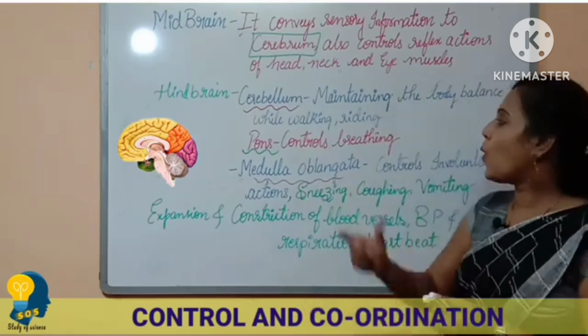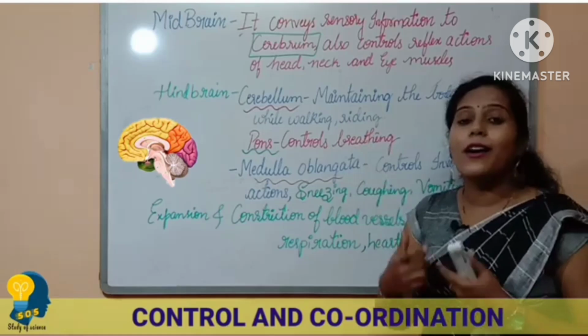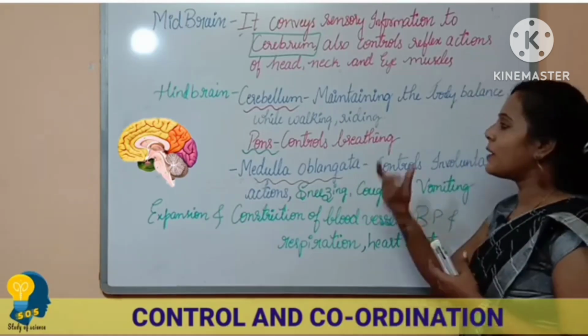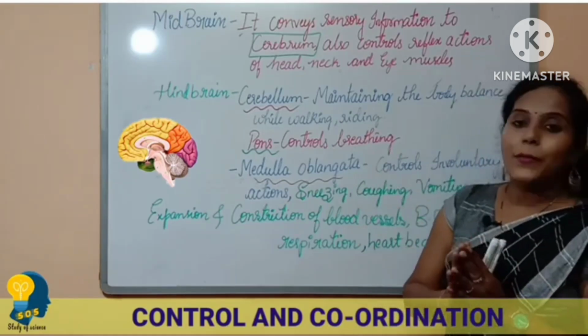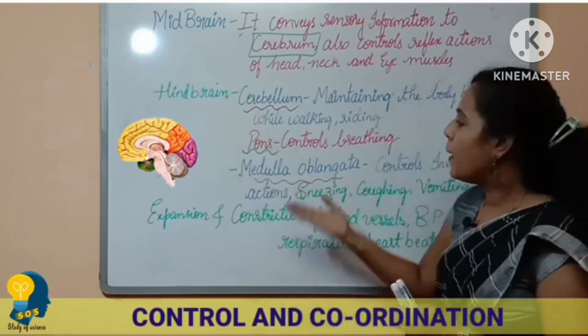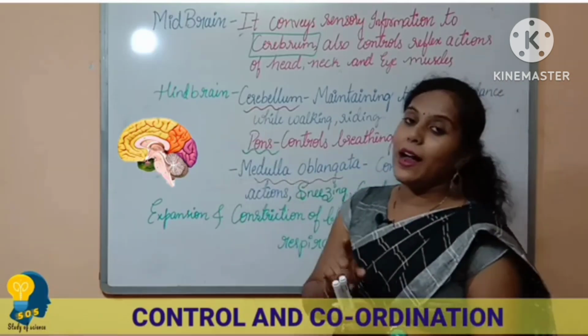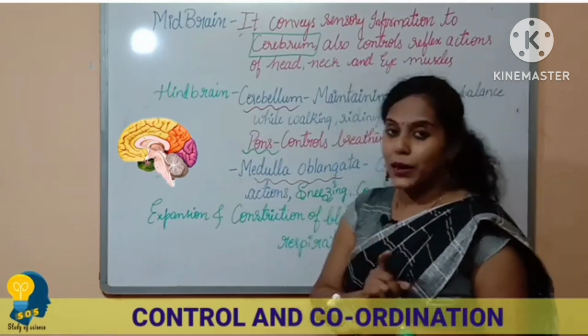Pons, it will control the breathing, the rhythmic breathing of your respiratory system. It has been controlled by the pons. Okay, and the third part of the hindbrain is the medulla oblongata, which is also called as the medulla.